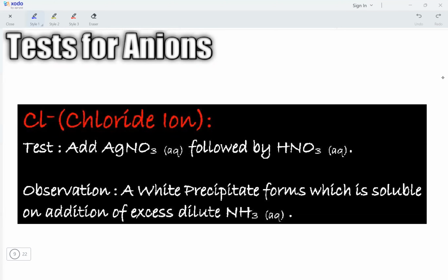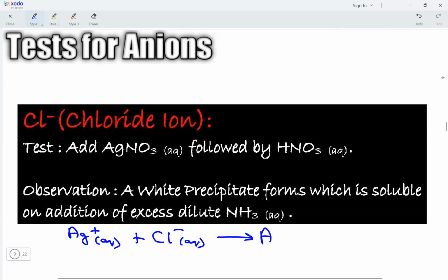So the observation that we will obtain with silver nitrate is a white precipitate forms, and this white precipitate will be of silver chloride, because if we have Ag positive ions being introduced into our solution in which Cl negative ions are already present, they will form an insoluble precipitate of AgCl, which is white in color. So this white precipitate is of silver chloride.